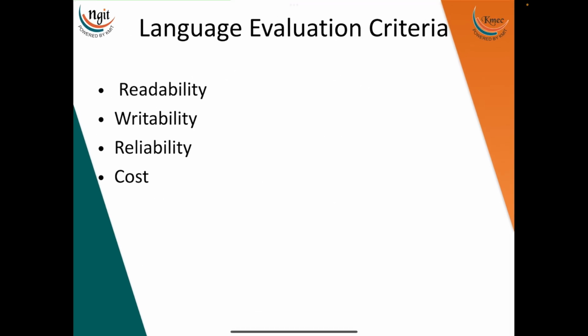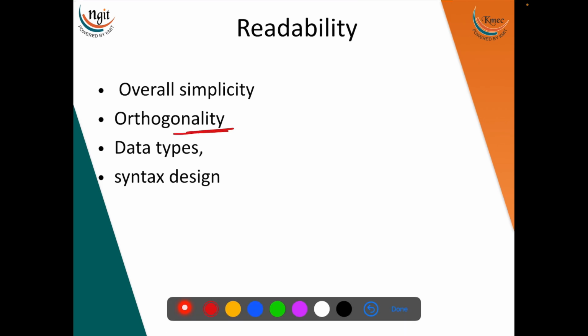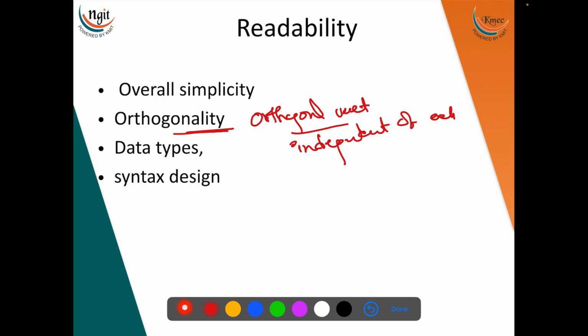Now we'll see about orthogonality. So orthogonality is what? The meaning of an orthogonal language feature is independent of the context of its appearance in a program. The word orthogonal comes from the mathematical concept of orthogonal vectors, which are independent of each other. Now, orthogonality follows from a symmetry of relationship among primitives. A lack of orthogonality leads to exceptions to the rules of the language.